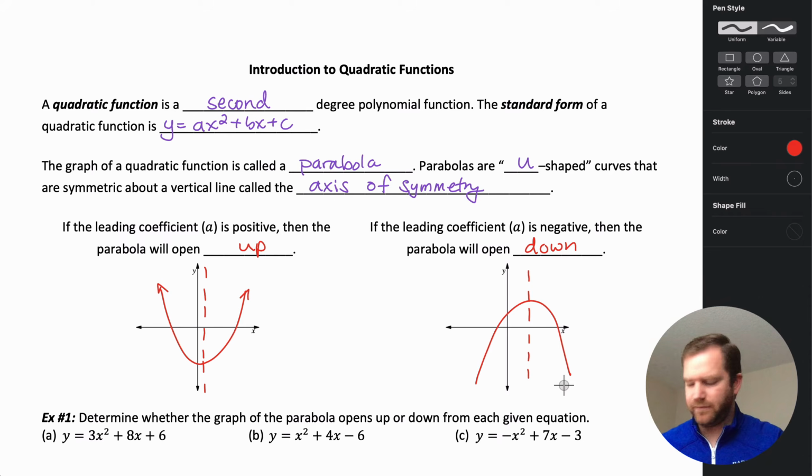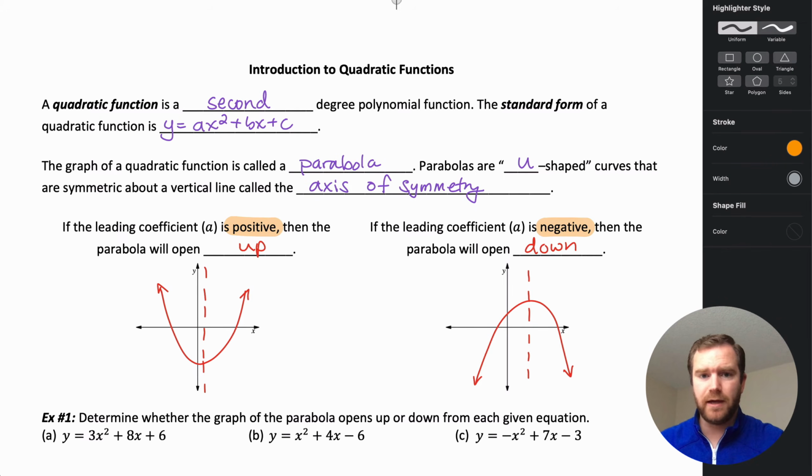Obviously, these are not very accurate because I'm not taking a whole lot of time to graph, but these should be perfectly symmetric. If I were to fold one side to the other, they should land exactly on top of each other when dealing with a parabola. So this is what their general shapes look like, and it depends on the leading coefficient, the value of a. If it's positive, it opens up. If it's negative, it opens down.